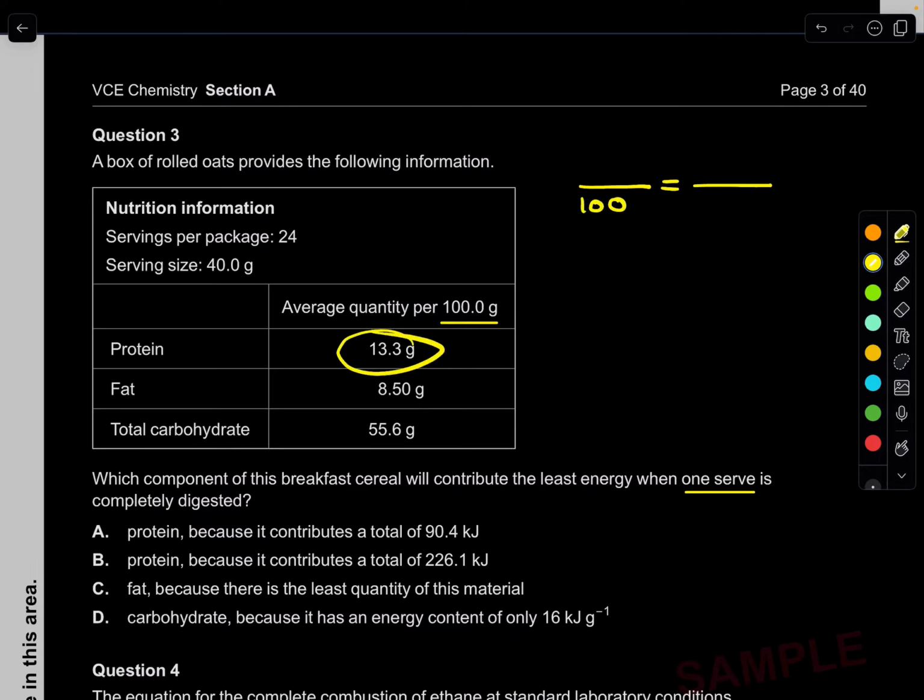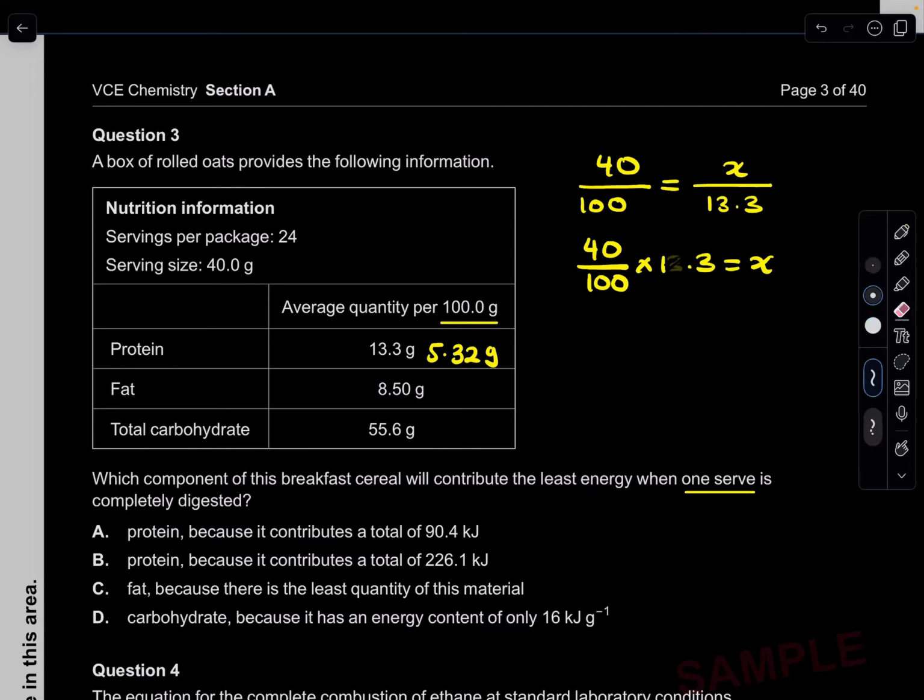So let's look at protein first. We know in 100 grams quantity, we have 13.3 grams of protein. Now, in a serving size of 40, how much protein is that? So I'll put X on the other side. And so now it's just basically algebra. So it's basically 40 over 100, multiply both sides by 13.3, and we get X. This is basically our formula. So 40 over 100 times 13.3 gives me 5.32 grams. Done.